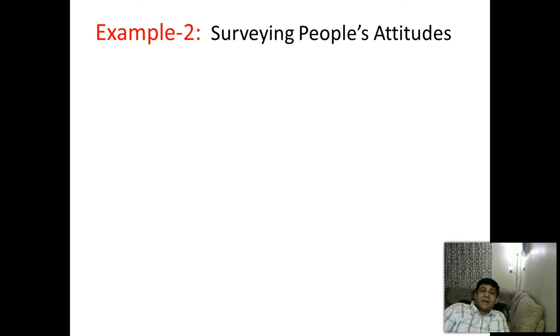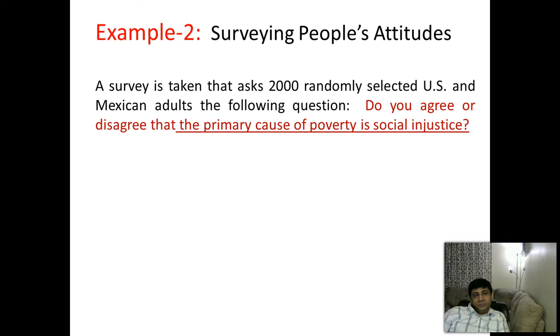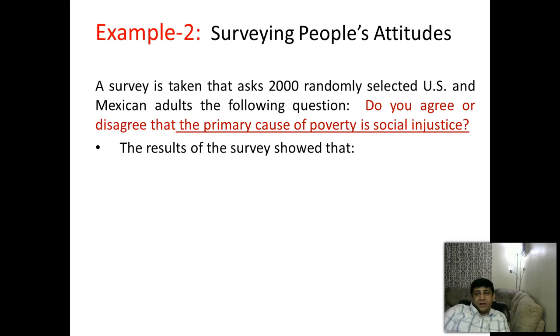Let's look at a second example with a different type of survey, and the survey is about public attitude towards life. In this survey, 2000 randomly selected people, both US and Mexican adults, were asked the same question: do you agree or disagree that the primary cause of poverty is social injustice?